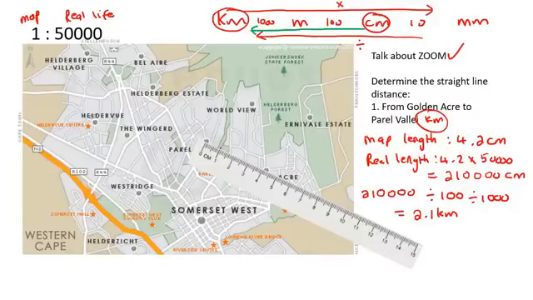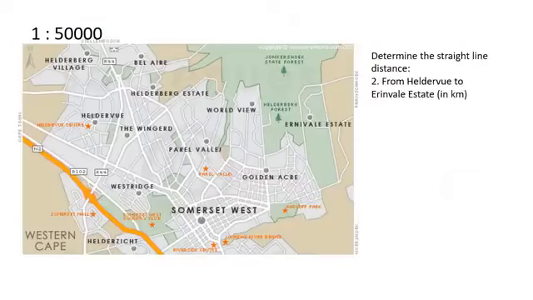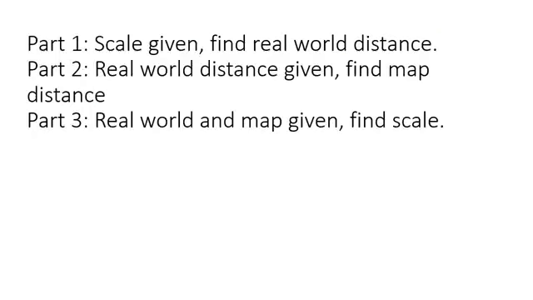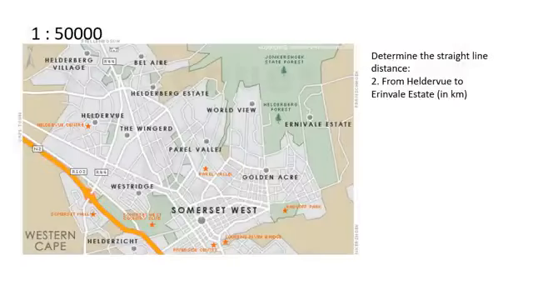Let's do another example. This will be our last example. Remember I said we're going to do a part 1, part 2, and a part 3. So part 1 will be this lesson, and then part 2 and part 3 will come up in future lessons. Here they want us to determine the straight line distance from Helderview, which is over there, all the way to Erenvale Estate. Remember to use the little grey circles. So it's from there to there.